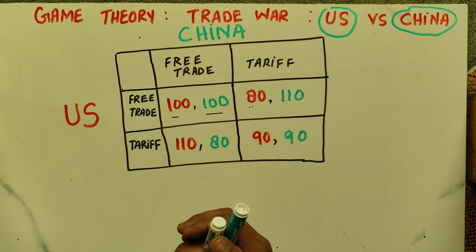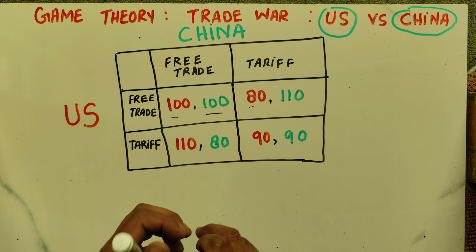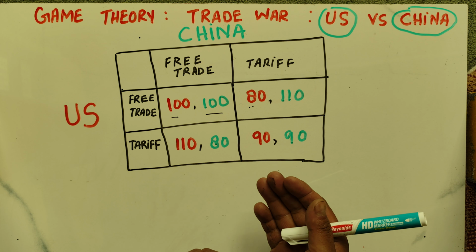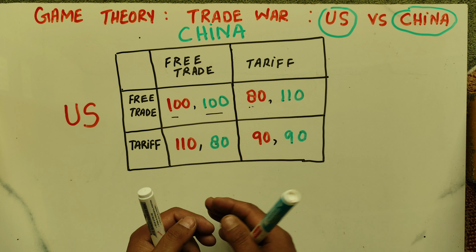In this video, we will learn how to explain the trade war between US and China using game theory. So let's take a payoff matrix for two countries, US and China, and both countries have two strategies, either to opt for free trade or to impose tariff.